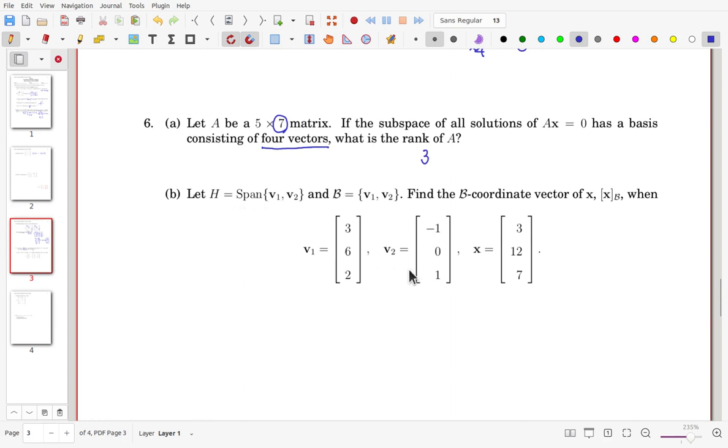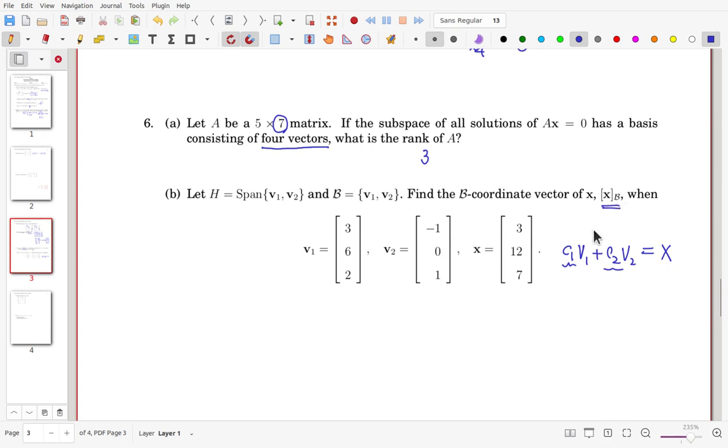H is the span of V1, V2. Here we have V1, V2, and B is the set V1, V2. Find the B-coordinate vector of X. That means we have to find the coefficients C1, C2 such that C1 V1 plus C2 V2 is the given vector X. Then this will be the B-coordinate vector.